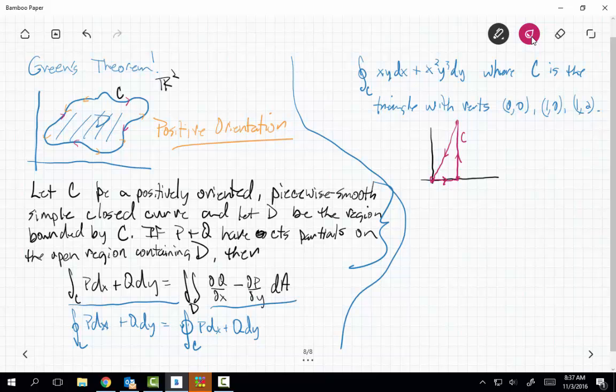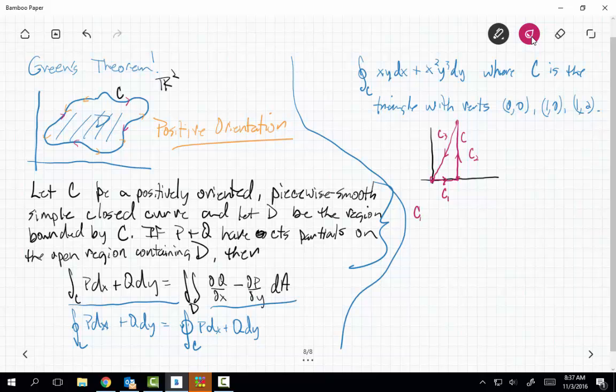Now, if I want to do this in the conventional manner without Green's theorem, what do you notice that I have to do? Well, I need to write C, this path, as C1, C2, C3, as this piecewise smooth curve. Well, that's not too hard, because if you look close, what's C1 going to be?